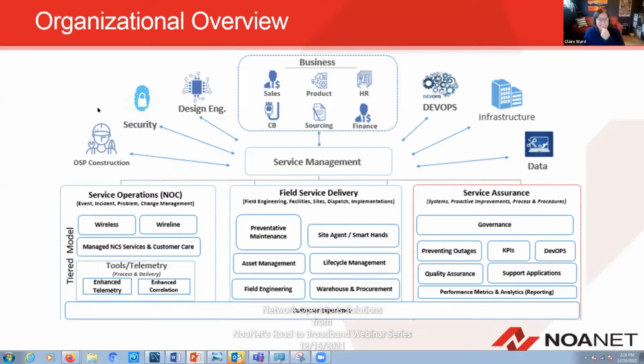Perfect. Yeah, this is just one structure. It just depends on the business requirements, and depending on how big or small the entity is. But the basic structure is your network operations center and probably some sort of field dispatch center.